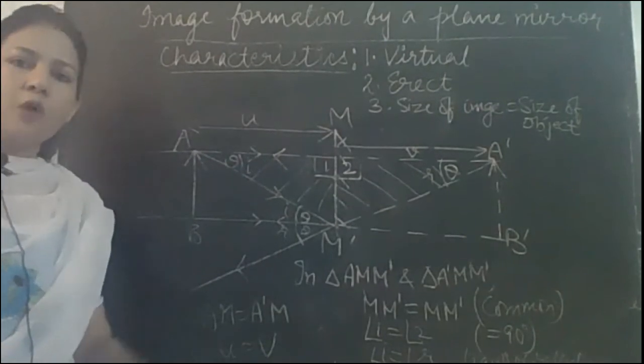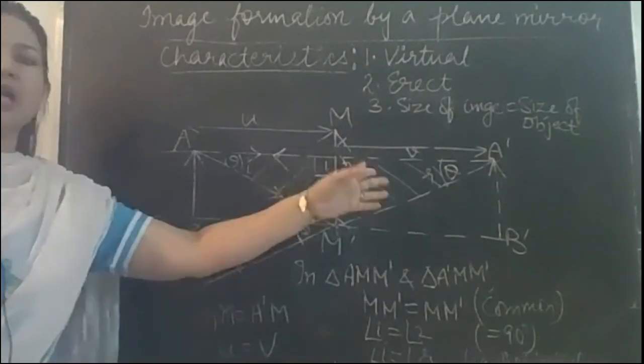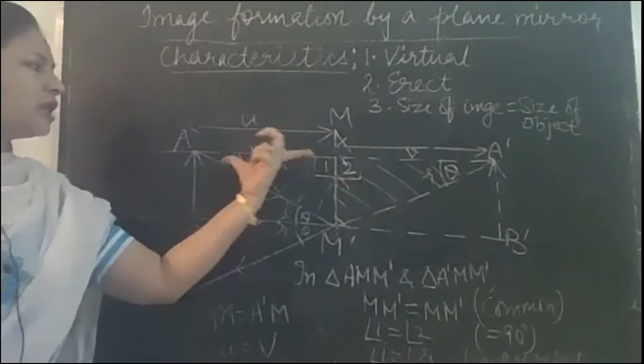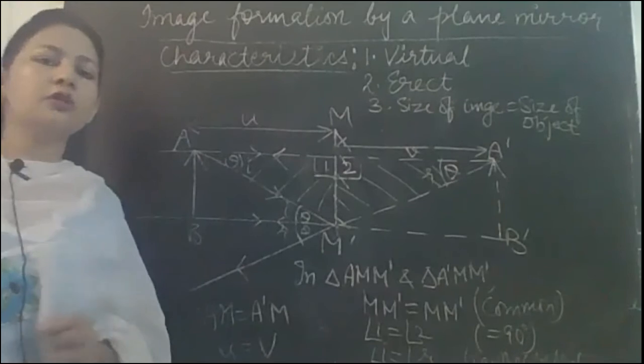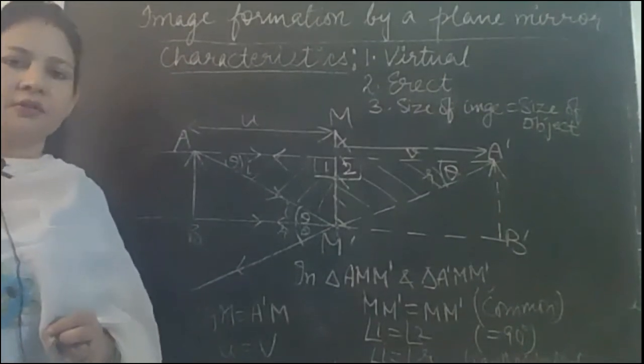All right, very small treatment. We are just proving that these two triangles are congruent. So that means these two sides are equal. So this is fourth property of plane mirror. Is that clear?